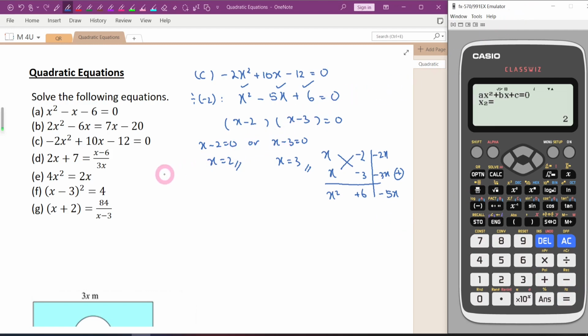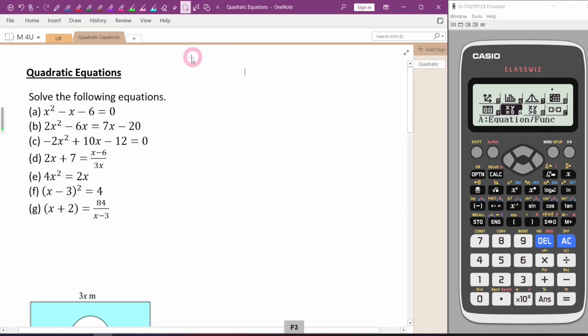Now let's proceed to part D. Let me copy the question first. 2x plus 7 is equal to x minus 6 over 3x. So same thing, we are going to arrange all these terms in general form first. Write this equation in general form first. I'm going to bring the 3x over here. This is divide by 3x. Bring it to the other side, it becomes multiply by 3x. Actually, we are doing multiplying 3x for both sides. Actually, we are doing this.